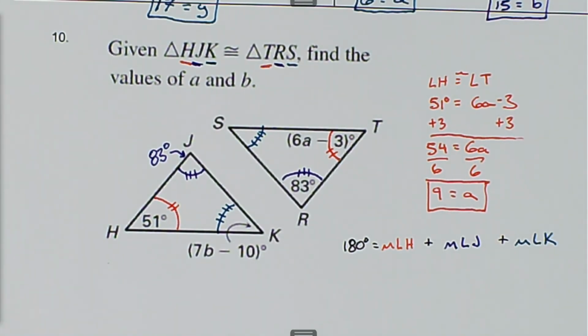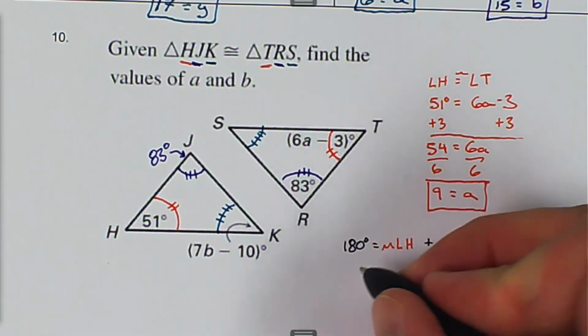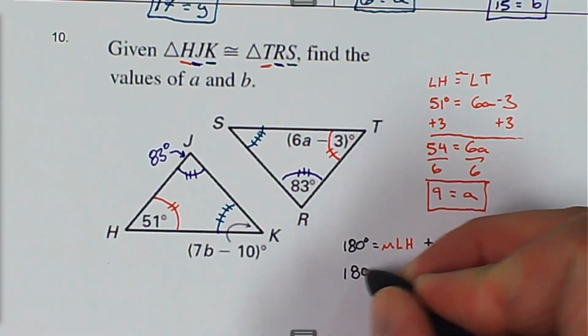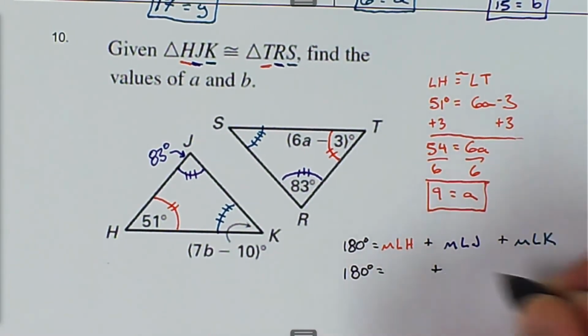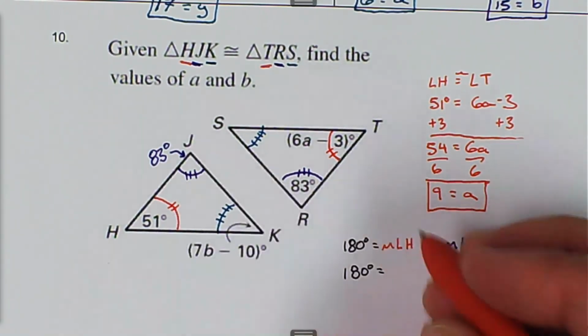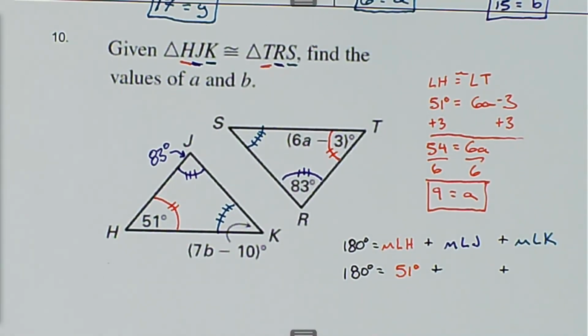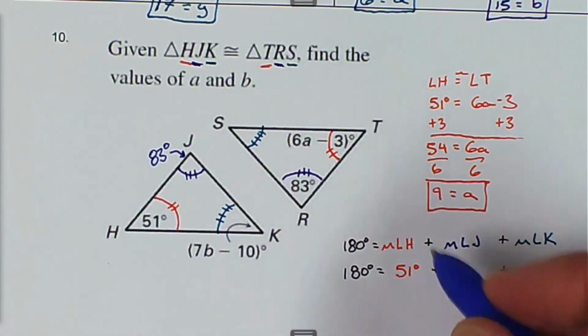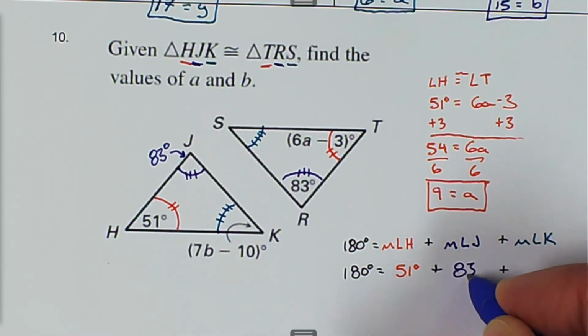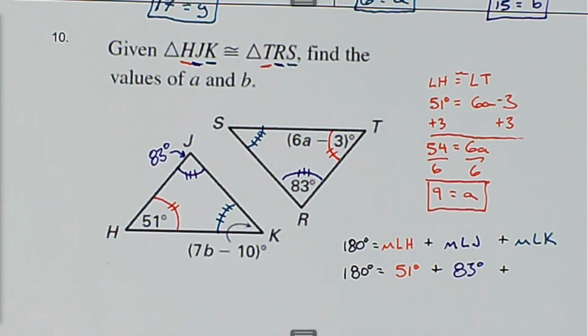And then we can substitute those values in. Again, we're going to add 3 angles. So the value of H is 51 degrees. The value of J is 83 degrees. And the value of K is 7B minus 10.